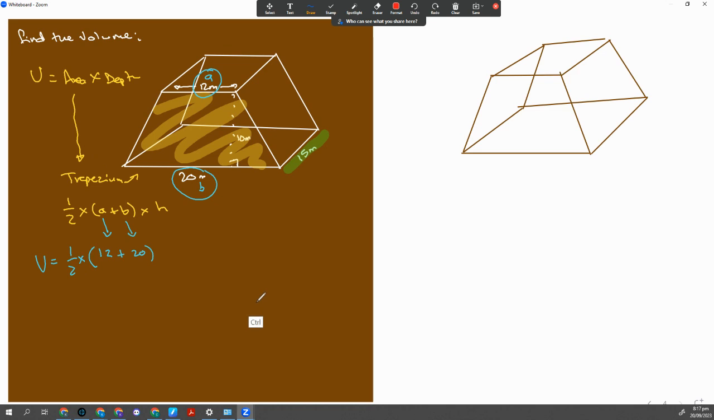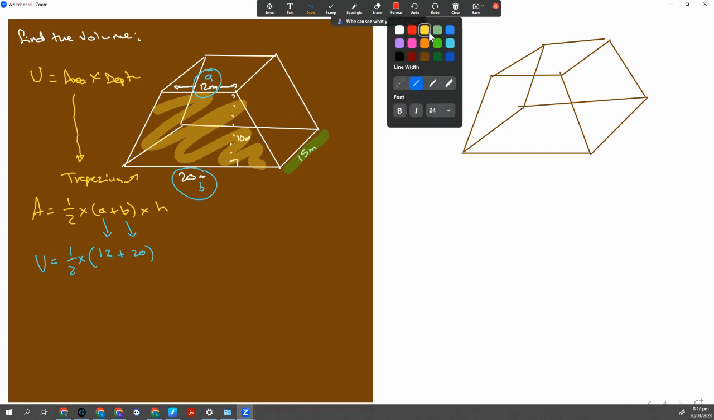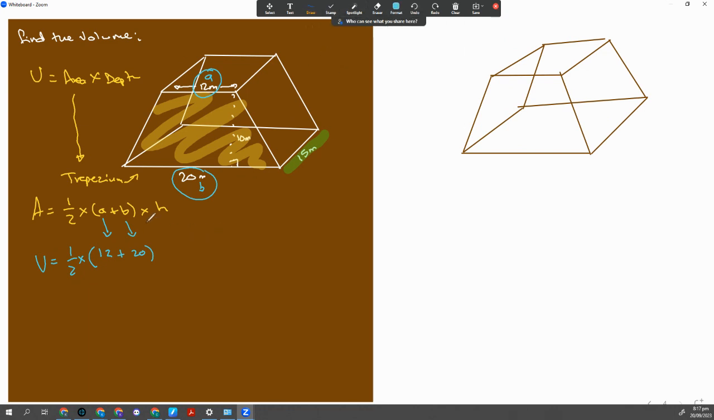All right, so we end up with area is equal to half (A plus B). Let's not forget the H now. We're going to multiply it by H, which is 10. And then we said depth is 15. And we put that in there at the end.